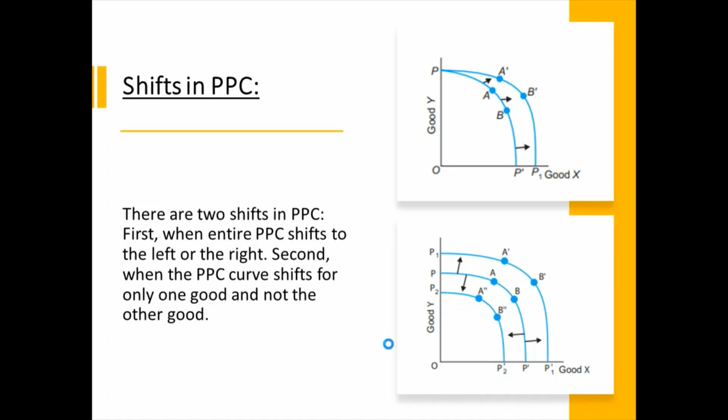Now, shifts in the production possibility curve. There are basically two shifts in the production possibility curve. We'll first discuss a shift that moves the entire curve either to the right or to the left. A shift entirely to the right happens when new stocks of resources are discovered. This means that the entire production possibility curve has shifted, or increased. The production in the economy has increased.